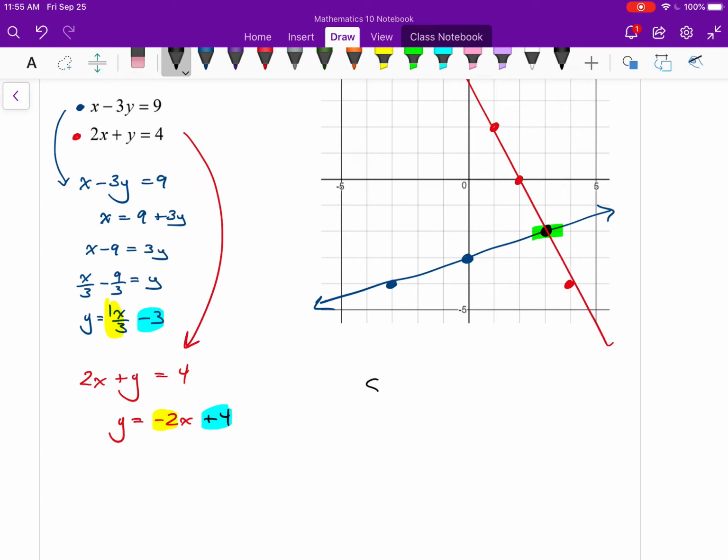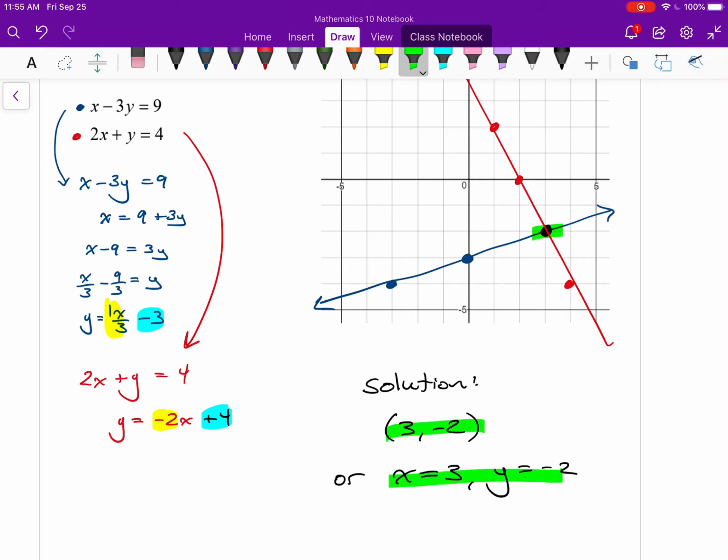And so let me answer the question. I've done all the work. So let's state the answer. And again, there's always two ways of stating the answer, either as an ordered pair. In this case, it would be 3, -2. Or I can literally say x equals 3 and y equals -2. Right? This and this all mean the same thing.